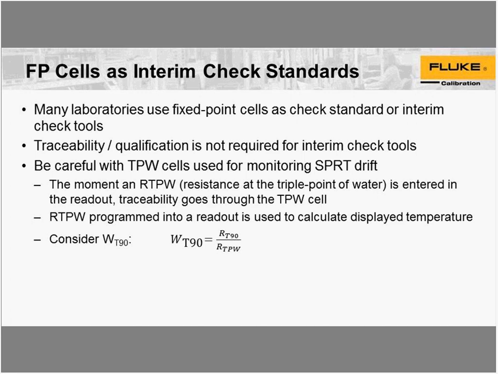The reason is that it's important to understand that for every temperature reading that a readout produces from an SPRT, the RTPW value is a key value used to calculate temperature, converting resistance to temperature, and it's done through the ITS-90 equation. So we see here that RTPW is the denominator and is included in every temperature that comes from a readout. So if the RTPW value comes from your triple point cell, as it should, then that makes the traceability go through the triple point of water cell.